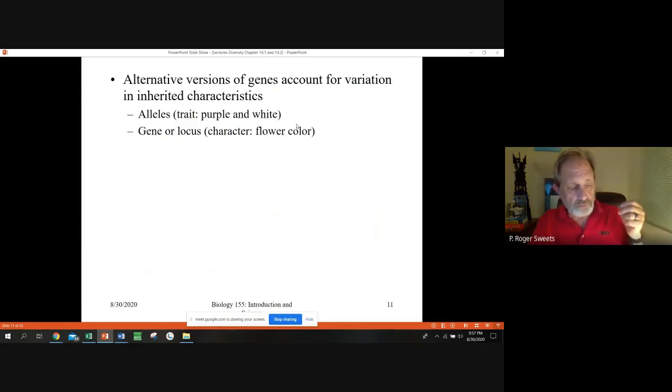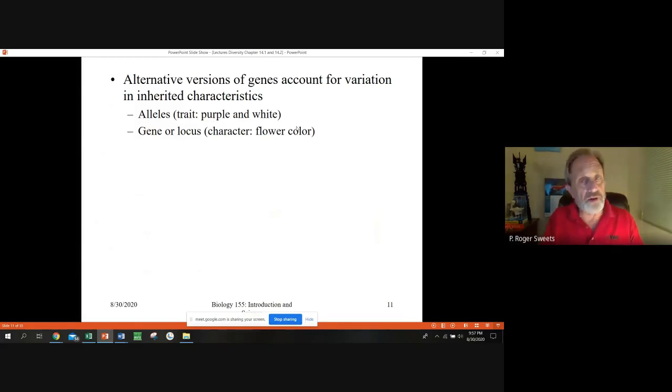And so we can account for this with 4 findings that Mendel put forth. I'm going to put most of these in our modern terms, which of course he didn't know about. Alternative versions of genes account for variation in inherited characteristics. Here we are with that magic word variation that Darwin required. Now, in this case, alleles are going to be what I called originally traits. Those would be purple and white. Those are 2 different types, versions of a gene, or what we often call a locus, which is like a location on a chromosome. But we'll get to that a little bit later.